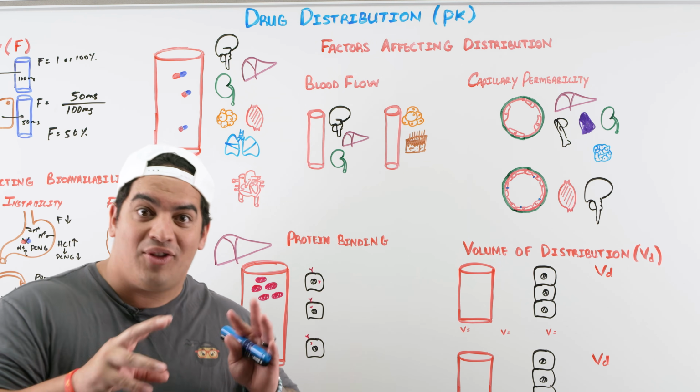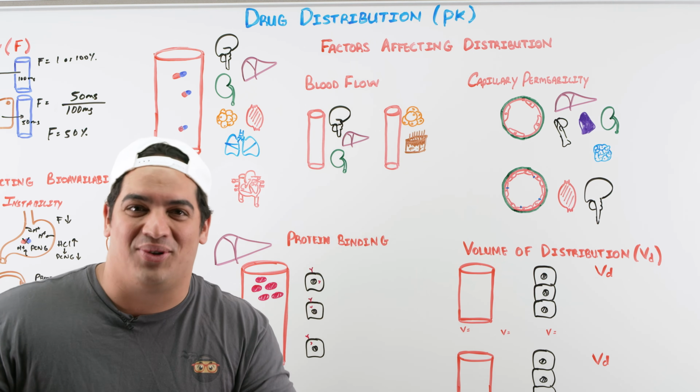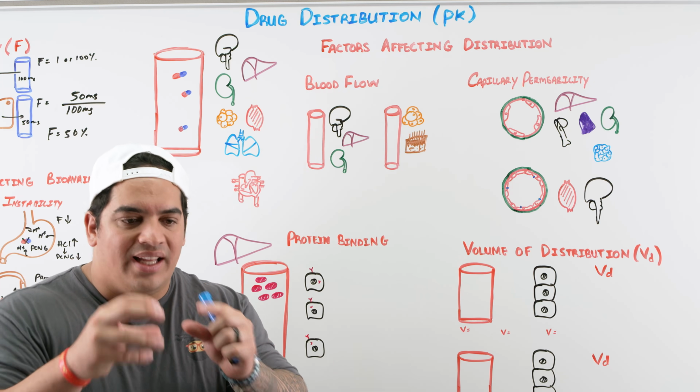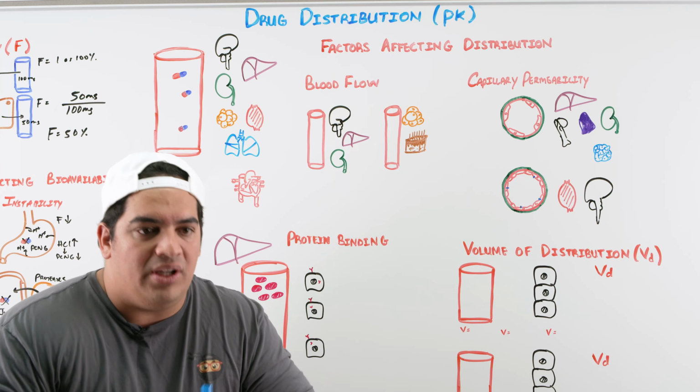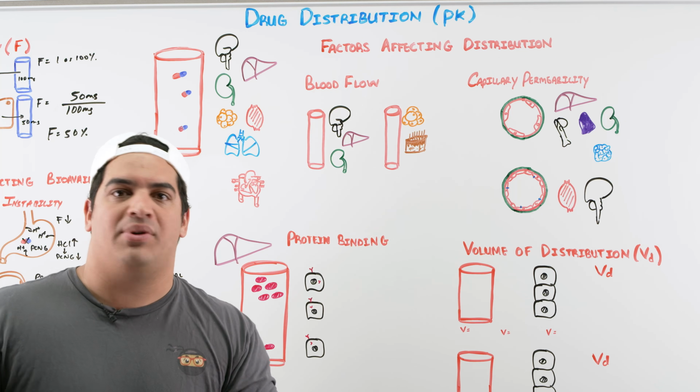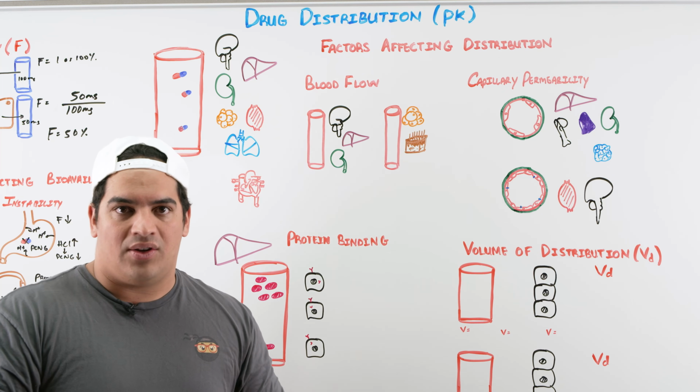Now what we have to do, now that the drug is in the bloodstream, is talk about what happens to that drug. How do we get that drug that's in the bloodstream to be distributed throughout the body to the different tissues or organs to exert its particular effects? That's what we need to talk about now.